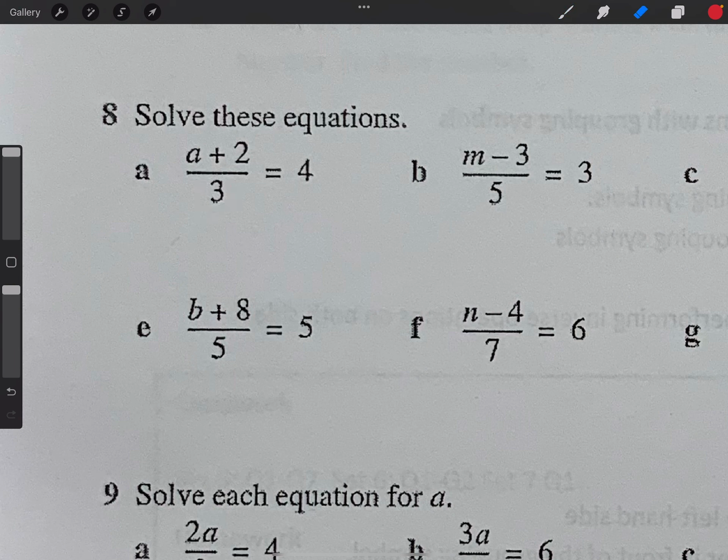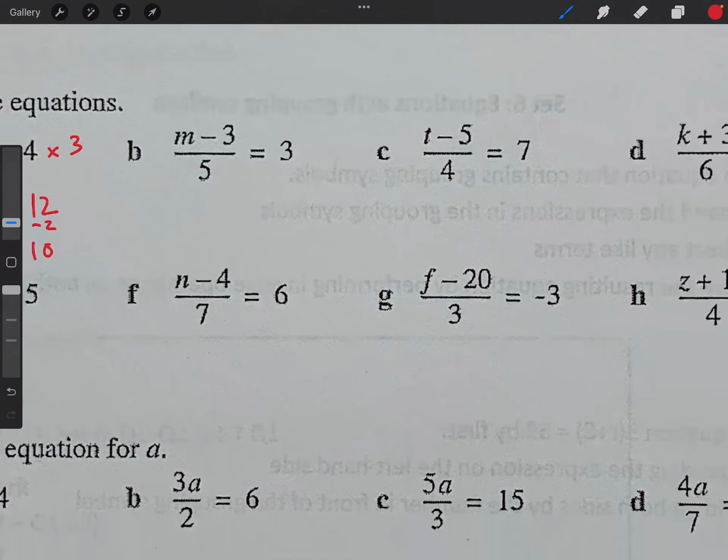To get rid of the divided by 3, I must times 3. So times this side by 3, and you're going to get A plus 2 is equal to 3 times 4, which gives me 12. When I times the left hand side by 3, that cancels out the divide by 3 as well, so you have A plus 2. Now we have A, we're going to minus 2 from both sides. Minus 2, minus 2. So A is equal to 10. Done.